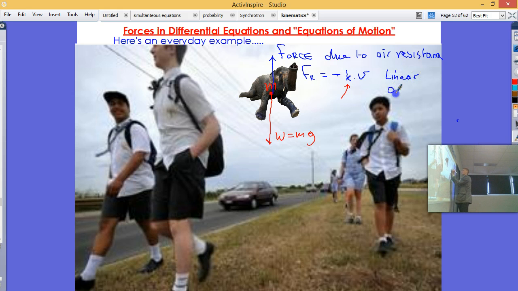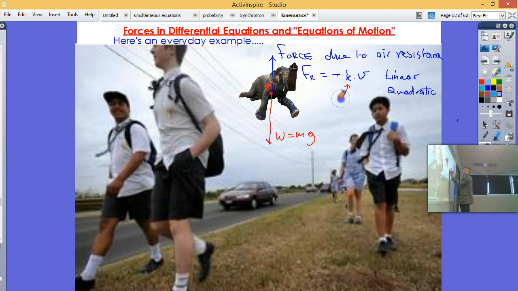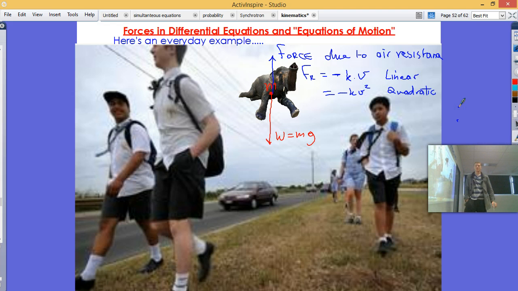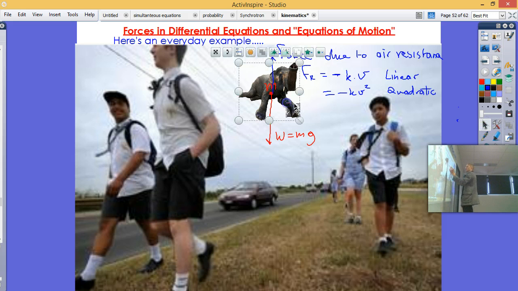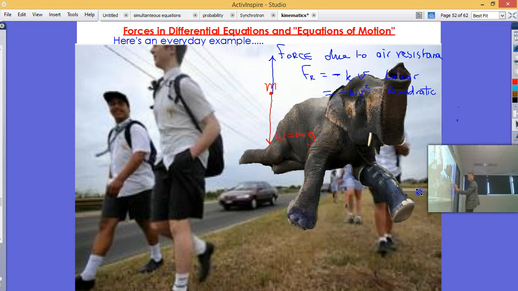We could also have quadratic air resistance as well. And our quadratic air resistance is of the form negative kv squared. Okay, both are acceptable. All right. So let's just squash Wesley one more time. Very good.